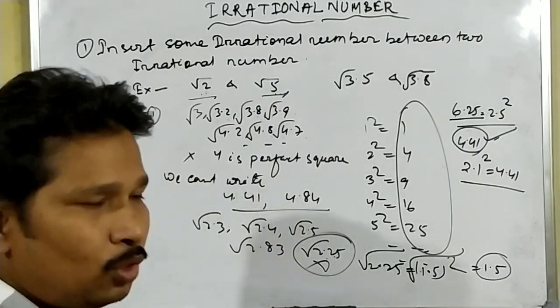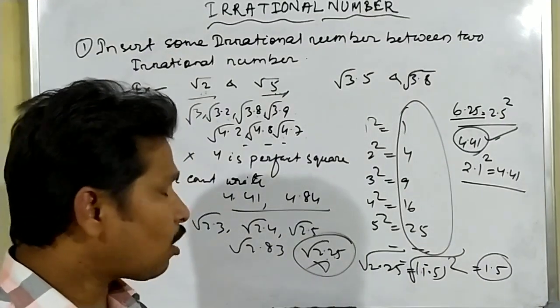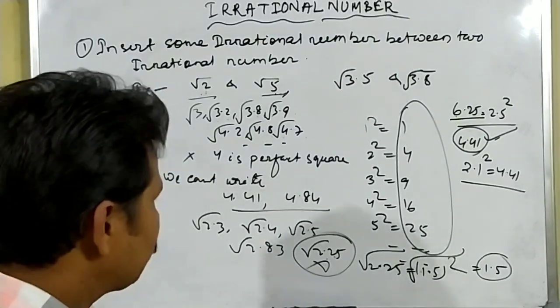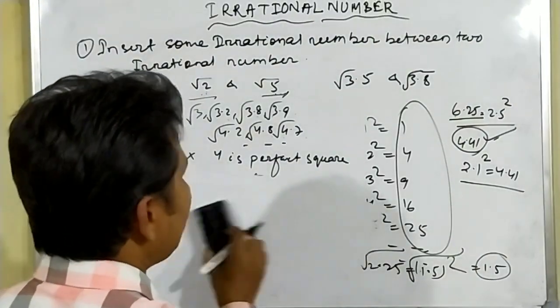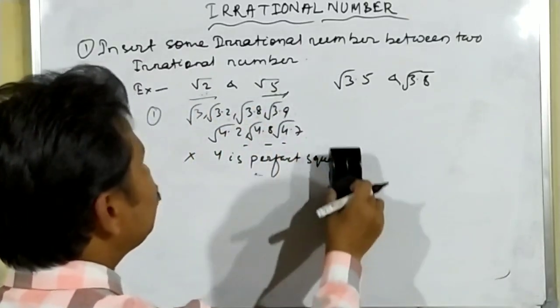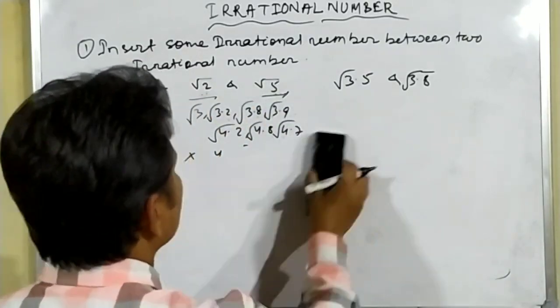So if we find the root of a perfect square number, then it will become a rational number. Okay. So in this way we can find a lot of irrational numbers between two given irrational numbers.